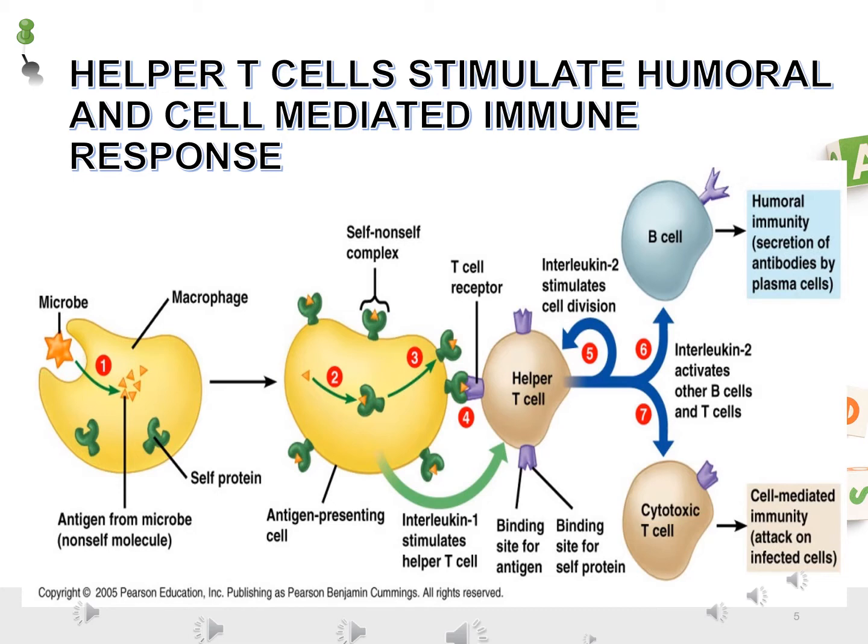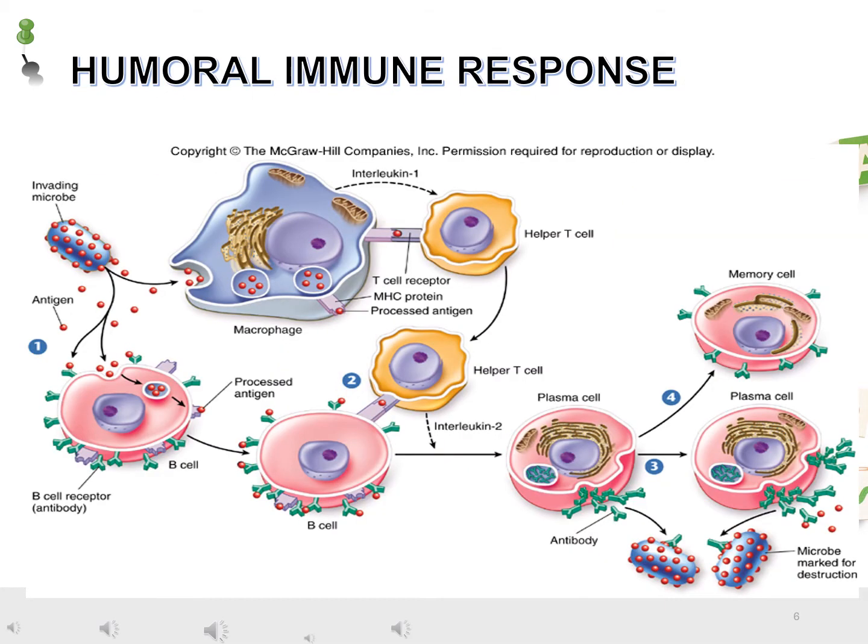Number 5. Activated helper T cell releases interleukin 2. Interleukin 2 makes the helper T cell itself grow and divide, producing memory cells and additional active helper T cells. Number 6. Interleukin 2 activates B cells, stimulating the humoral immune response. Number 7. Interleukin 2 activates cytotoxic T cells, stimulating the cell-mediated immune response.